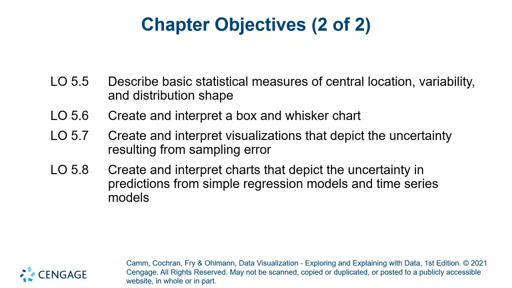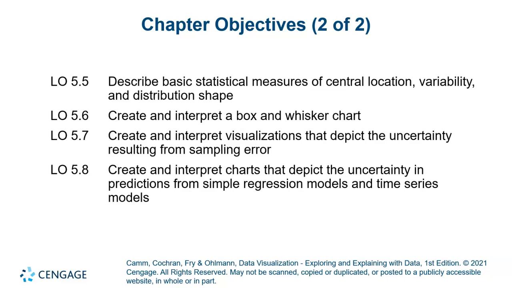The fifth objective of this chapter is to describe the statistical measures of central location. What does central location mean? It means the mean value, average value, mode value. That's called centrality or central location. And the variability, how it changes with respect to the central position, like variance or standard deviation, and the distribution shape.